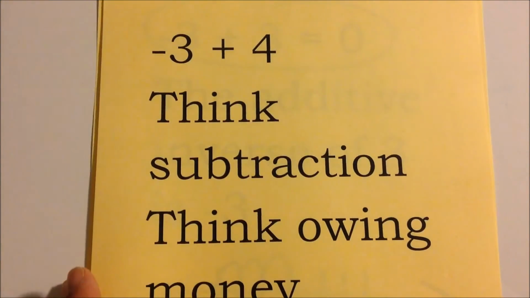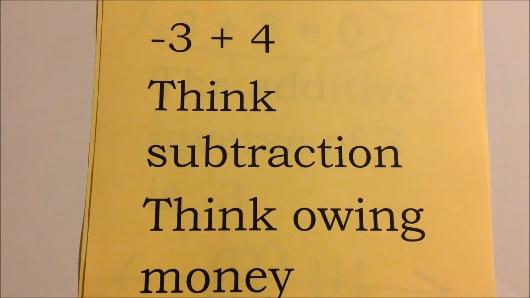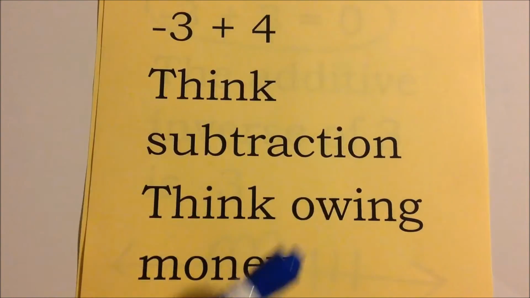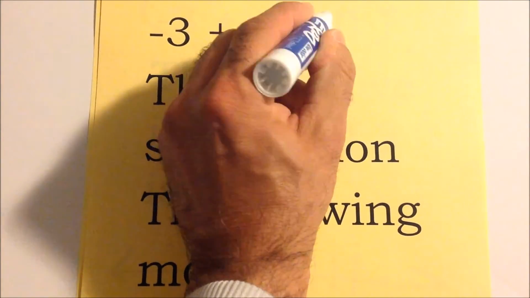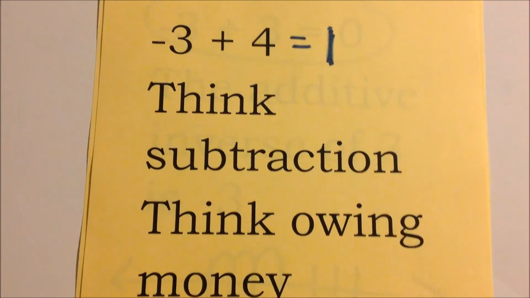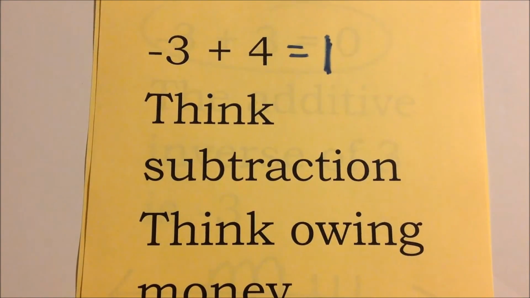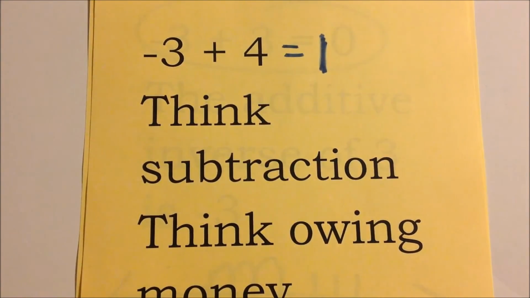Okay. Negative 3 plus 4. Think subtraction. Think owing money. You owe $3, but you have $4 in your pocket, so what would the answer be? You'll be left with $1. Okay? And so try to make that on a number line. Show me what it would look like on a number line. Negative 3 plus 4.